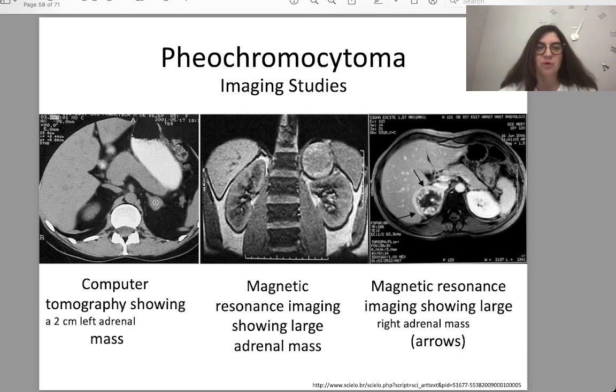Imaging studies of pheochromocytoma. Here you see CT scans in the picture. The first scan is showing a 2 centimeter left adrenal mass, marked by 1 in the circle. Second, it is MRI imaging showing a large adrenal mass. You see it on the right side, but in the patient it is the left. You understand, a big tumor mass. And the last one is an MRI showing a large right adrenal mass too. It is shown by the arrow.